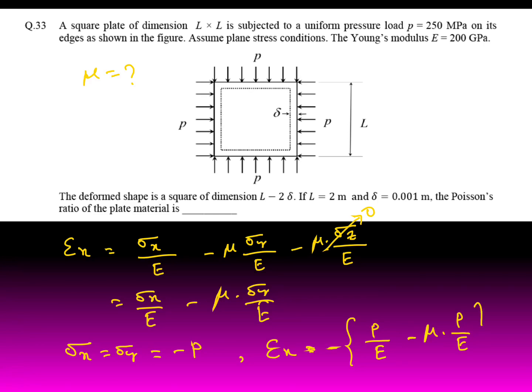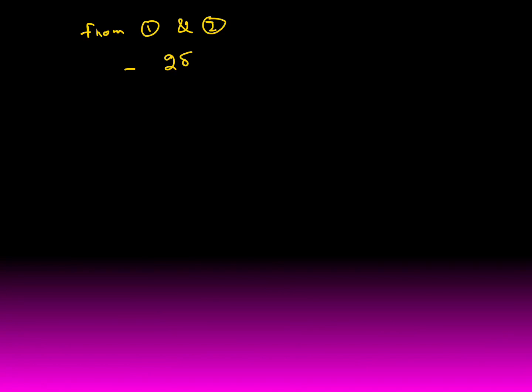Strain value also given, it's 2 delta both sides. Here this side delta, this side also delta. So it's 2 delta. Strain is change in length to original length. So strain in x direction is change in length, minus 2 delta, divided by original length L. So write it equation 1. Then this is equation 2. So from equation 1 and 2, minus 2 delta by L equal to minus P by E plus mu into P by E.